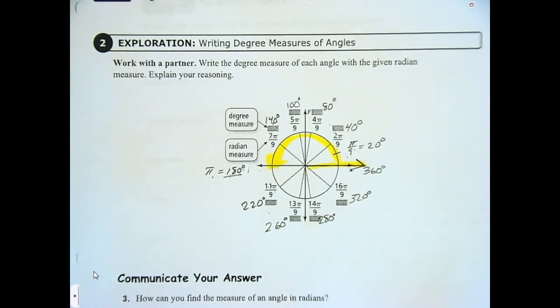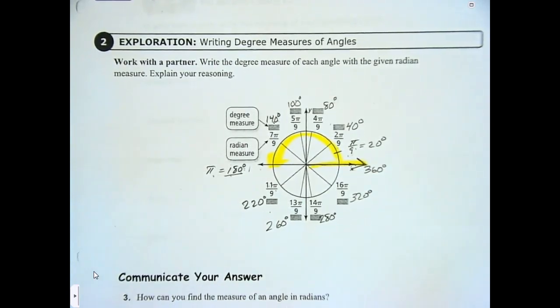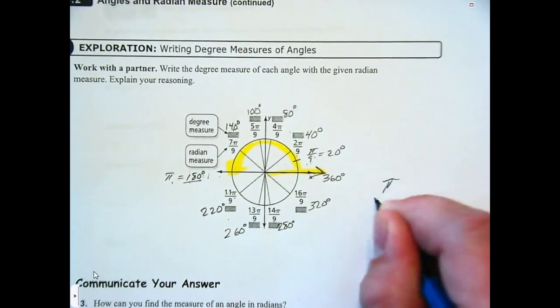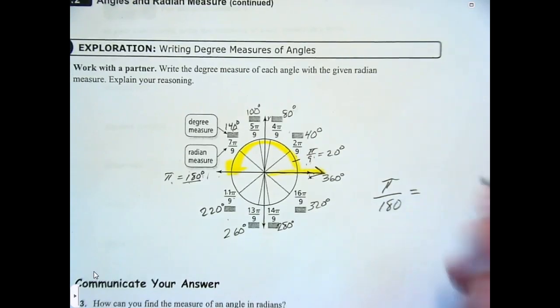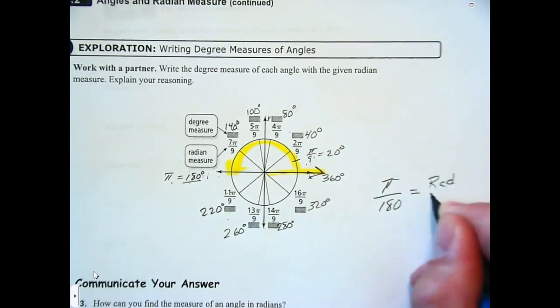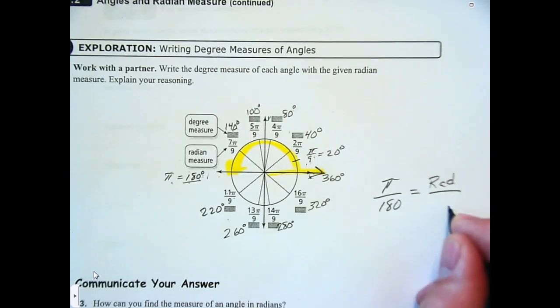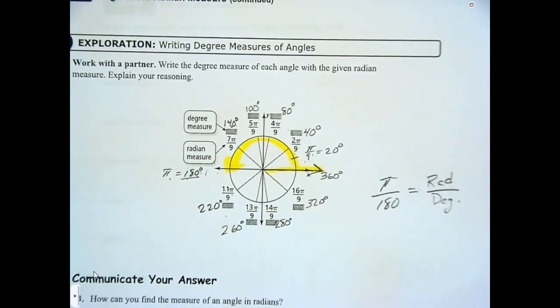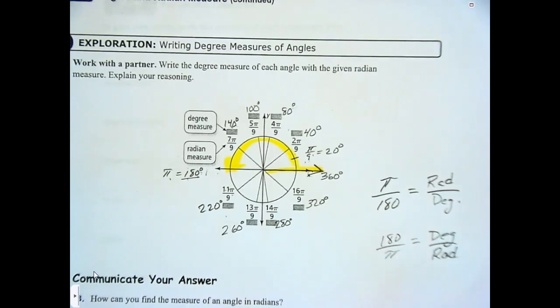Okay? Guys, the other way you could have done this is the mathematical way. Mathematically, we know that pi over 180 is equal to radians over degrees. That is the proportion you want to use. And you'll see me kind of switch it around. Sometimes I'll write it like this. Sometimes I'll write it like this. It annoys some of the type A people out there. Okay? It doesn't matter. They're both the same thing.